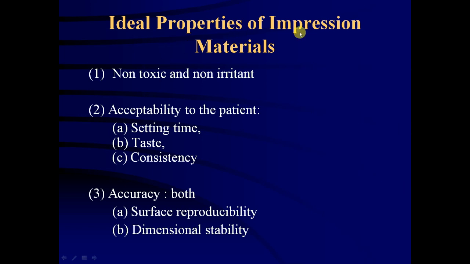What are the ideal properties of an impression material? It should be non-toxic and non-irritant, with acceptability to the patients, setting time, taste and consistency. Third is accuracy, which includes surface reproducibility. It should produce the fine details of the surface. Second is dimensional stability. It should be dimensionally stable.